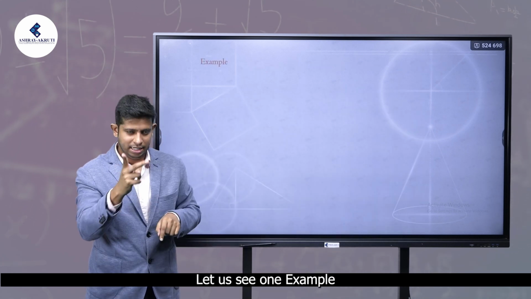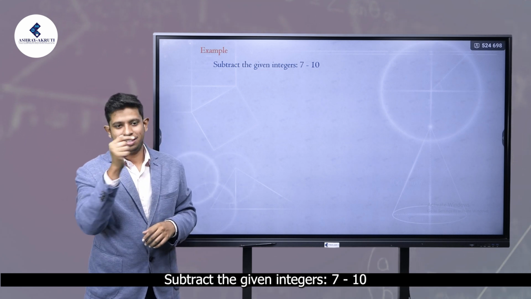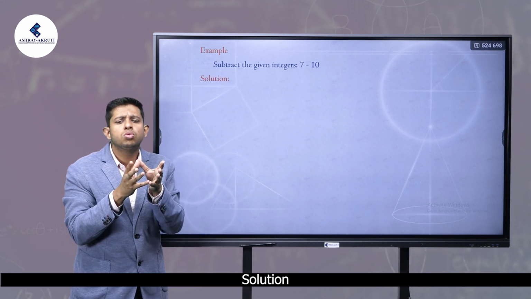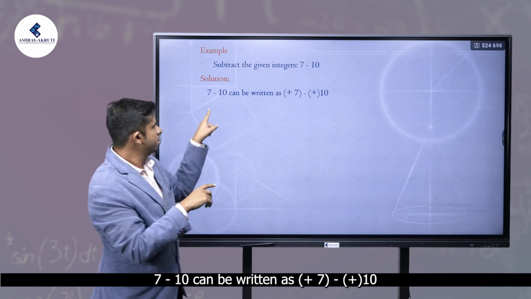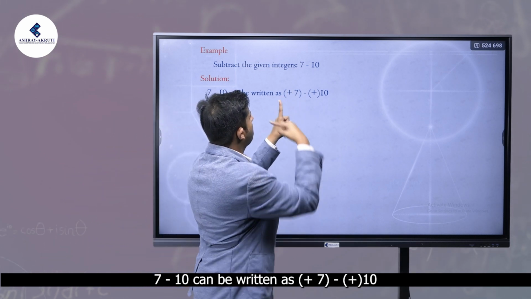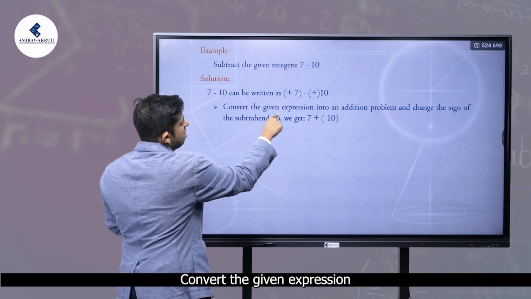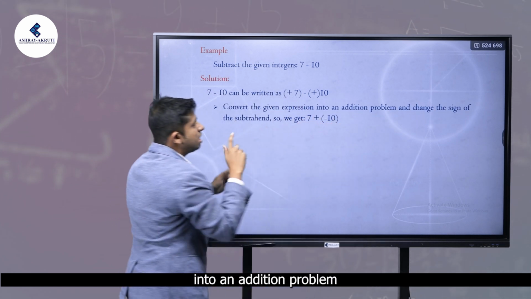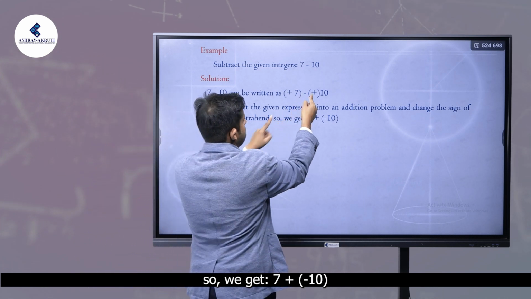Let us see one example. Subtract the given integers: 7 minus 10. Solution. 7 minus 10 can be written as plus 7 minus of plus 10. Convert the given expression into an addition problem and change the sign of the subtrahend, so we get 7 plus of minus 10.